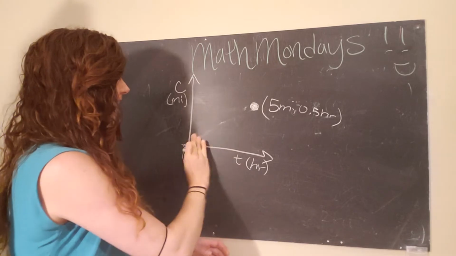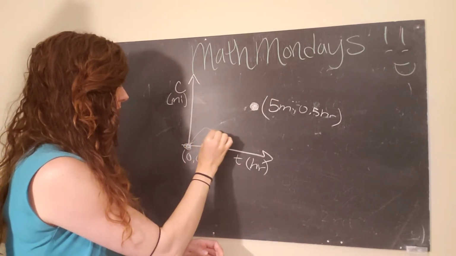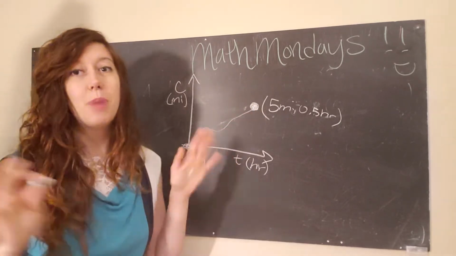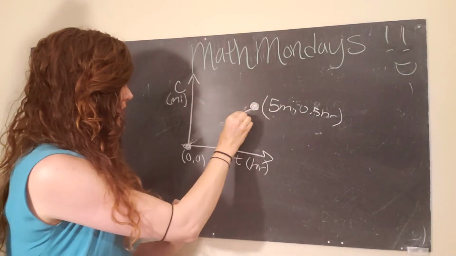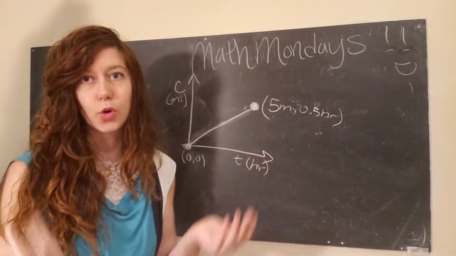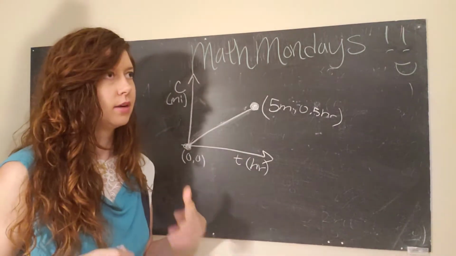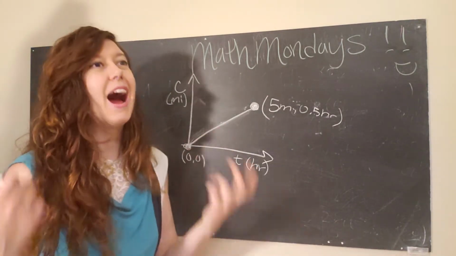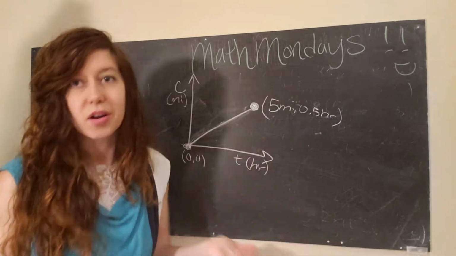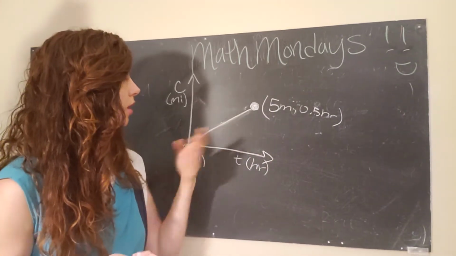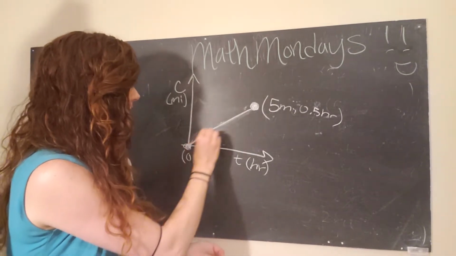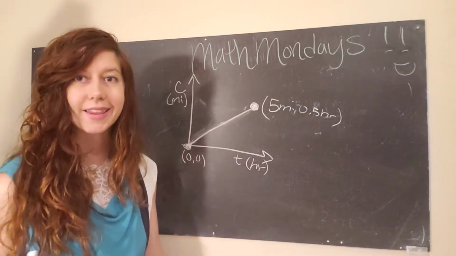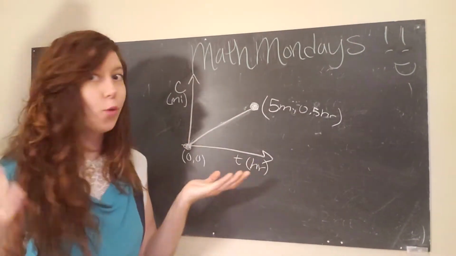Wait, that doesn't make sense. Okay, let's say that my actual path was maybe more like that, but I'm interested in the average, so that means that I can just draw a straight line and assume that my average speed is constant. It doesn't change depending on the way that your path looks. So the average speed would look like that. Okay, and now we have a straight line.